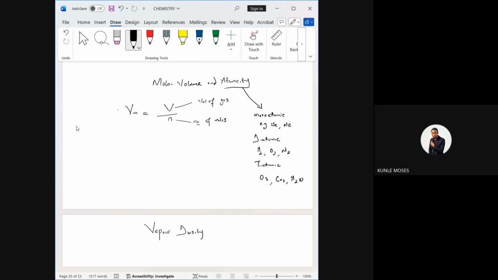Sir, go right again. Suzanne. And relative, I'll go right. Relative molecular mass.